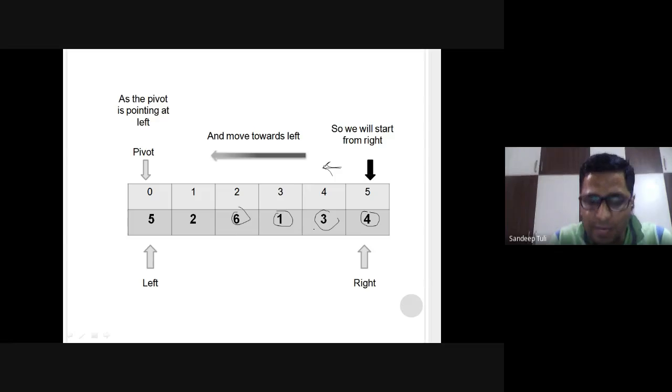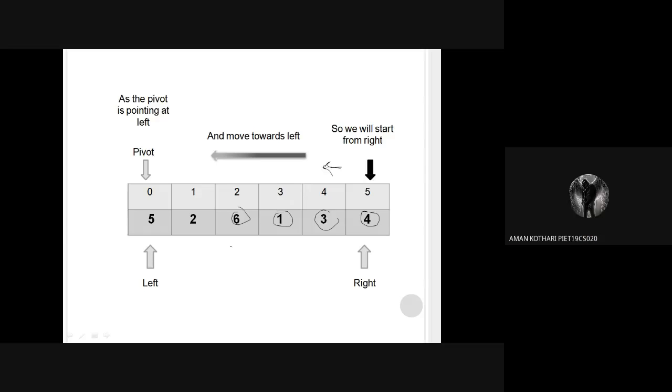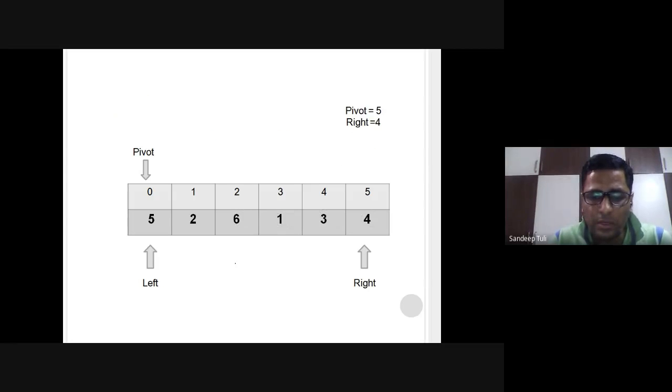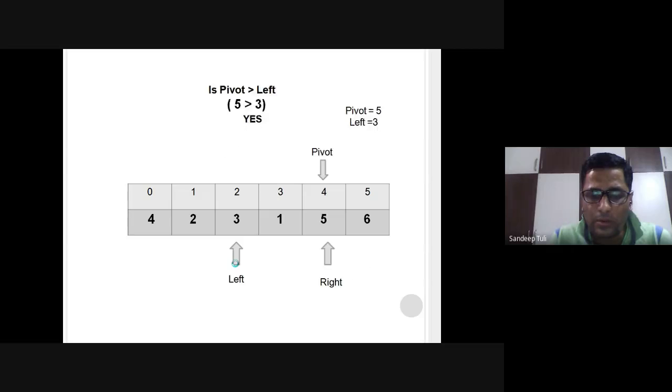So कब तक scanning हुई मेरी? Until the element is greater than the pivot element, or vice versa, until the element is lesser than the pivot element. तो एक तो स्कैनिंग तब तक हुई और एक स्वैपिंग कब तक हुई ये देखो, अब आप बताना.